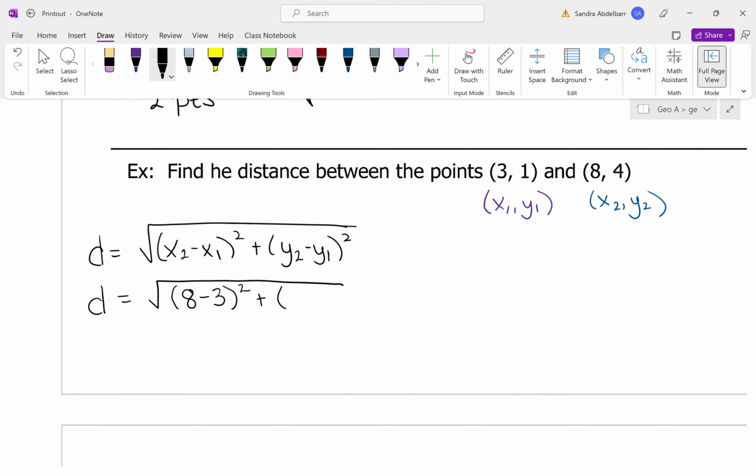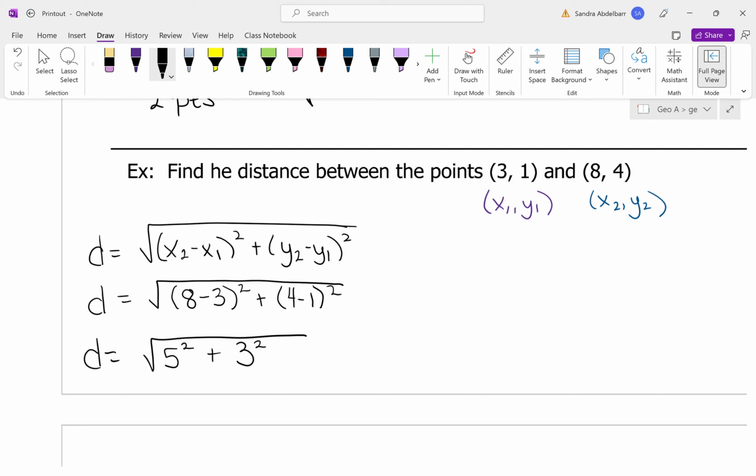Plus, now open my parenthesis. Now we need y2 minus y1. So look how I label things. I assigned 4 as y2. What did I assign as y1? 1. So now this is going to be the quantity of 4 minus 1 squared. So now simplify inside your parentheses. So we end up with the root of 5 squared plus 3 squared.